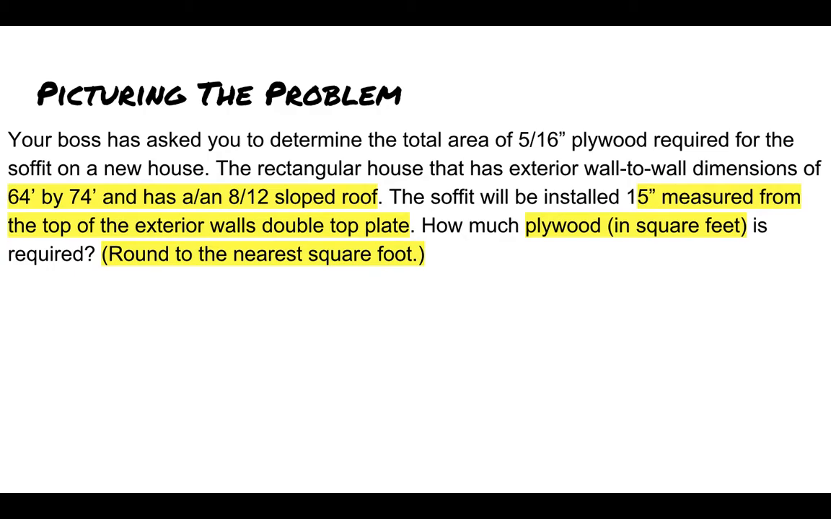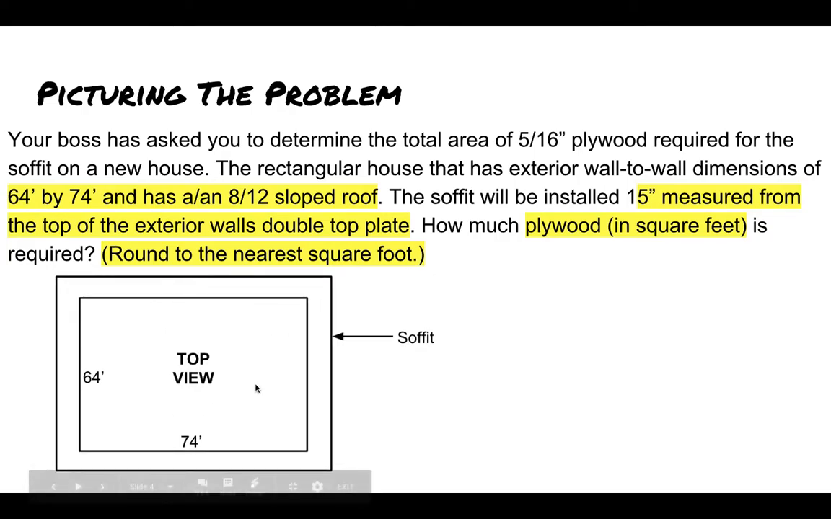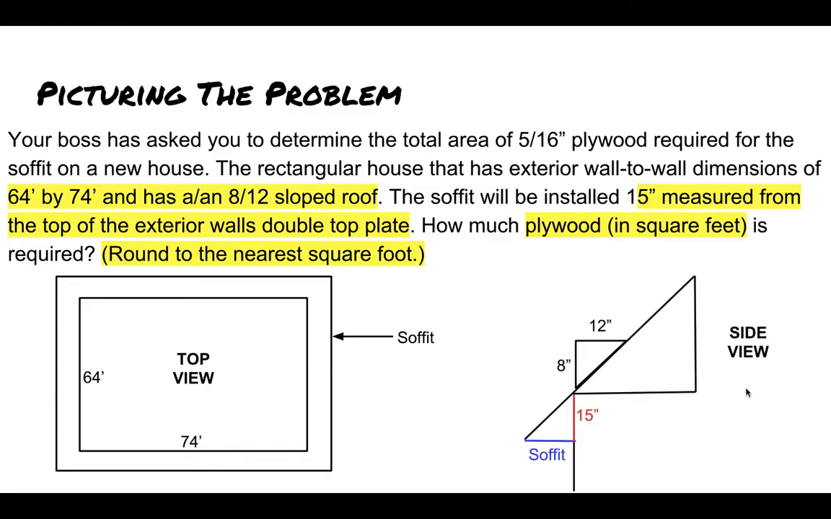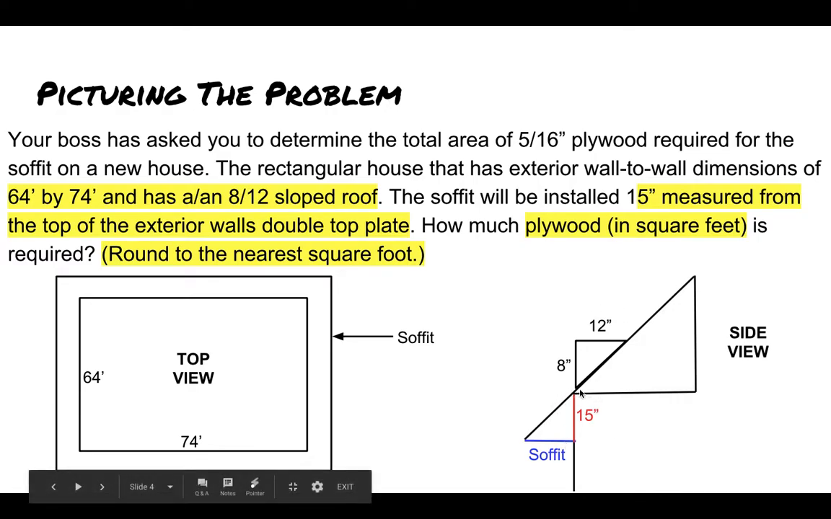Okay, so now you want to picture the problem just so you have an idea of what we're dealing with. This here is a top view of our rectangular house. As you can see, we have the 64 by 74 wall dimensions, and we have an exterior rectangle to represent my idea of a soffit. The next image you see is a side view of the house. As you can see, I have included the 8/12 sloped roof and the 15 inches from the double top plate. And this blue part you see right here is the soffit.